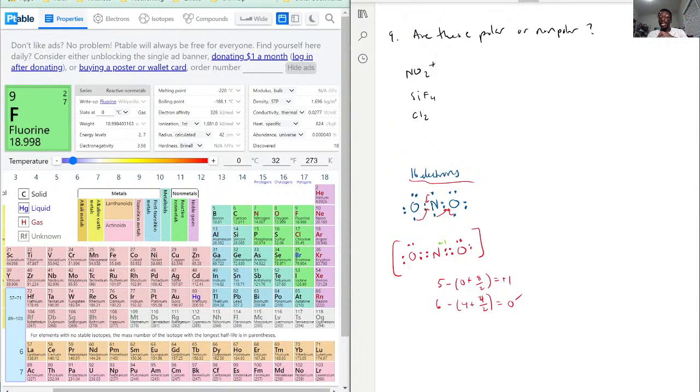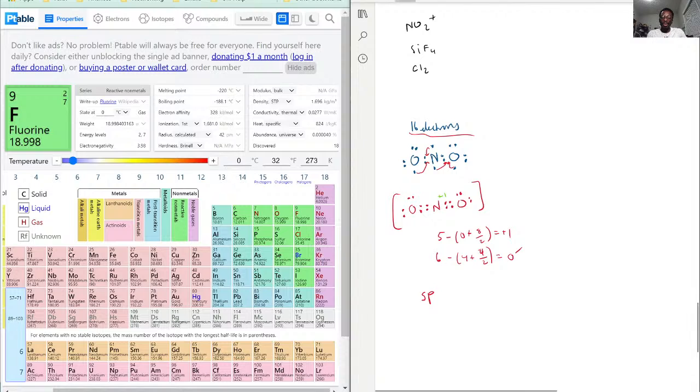Now, based on the way nitrogen is, it has no lone pairs. It only has 2 things attached to it, which are 2 double bonds. So the hybridization for this is sp. Okay, we have an sp hybridization. Your form is actually linear.